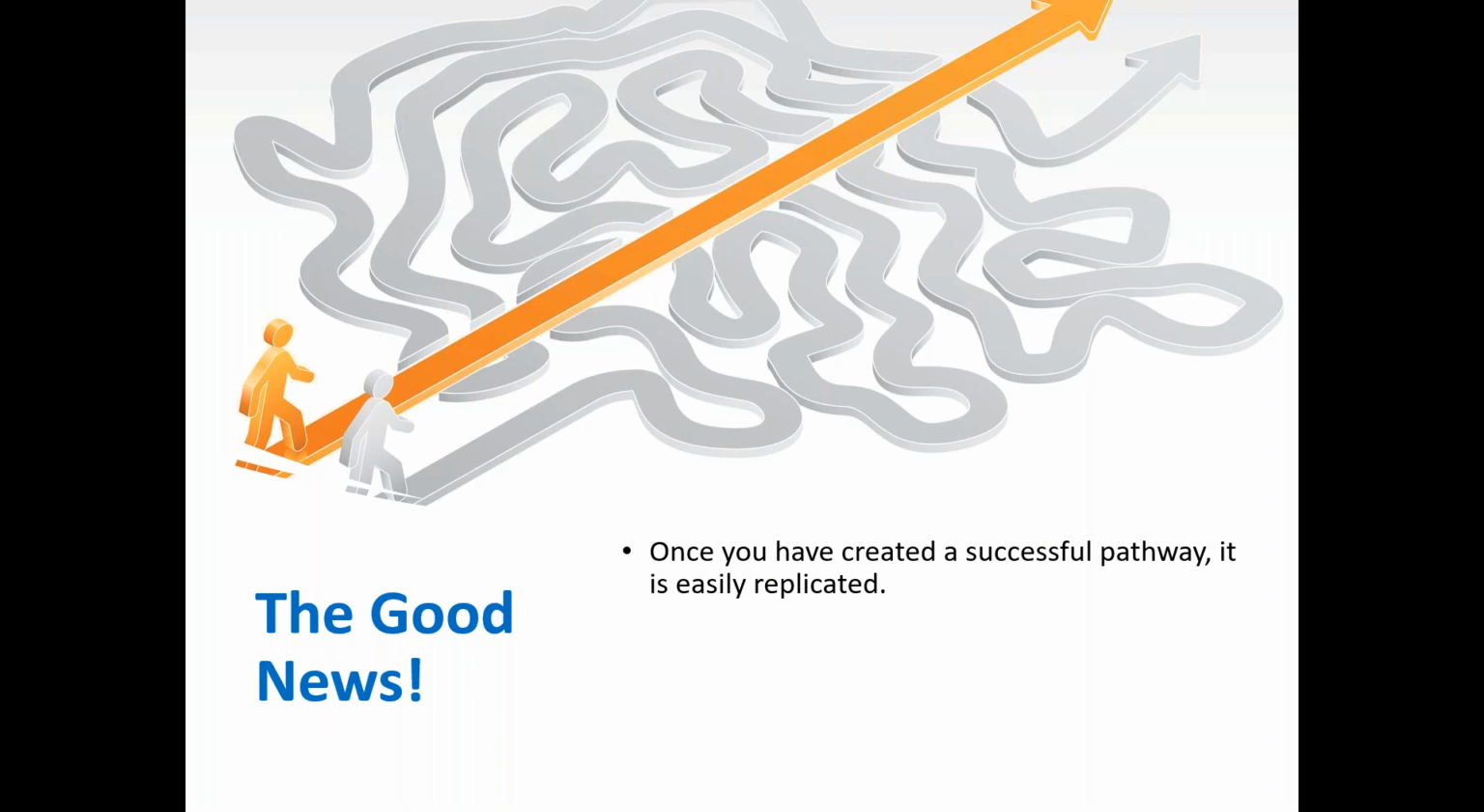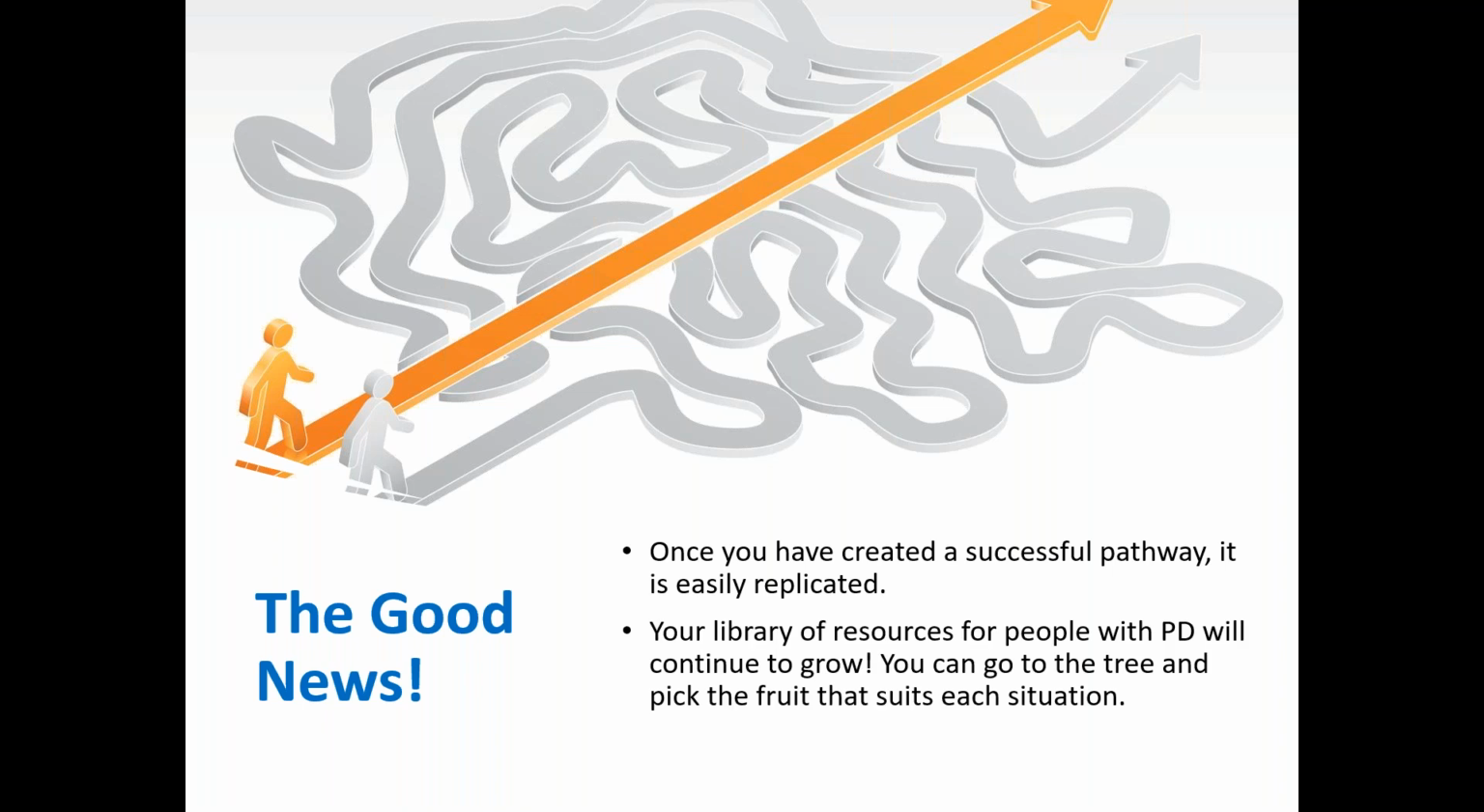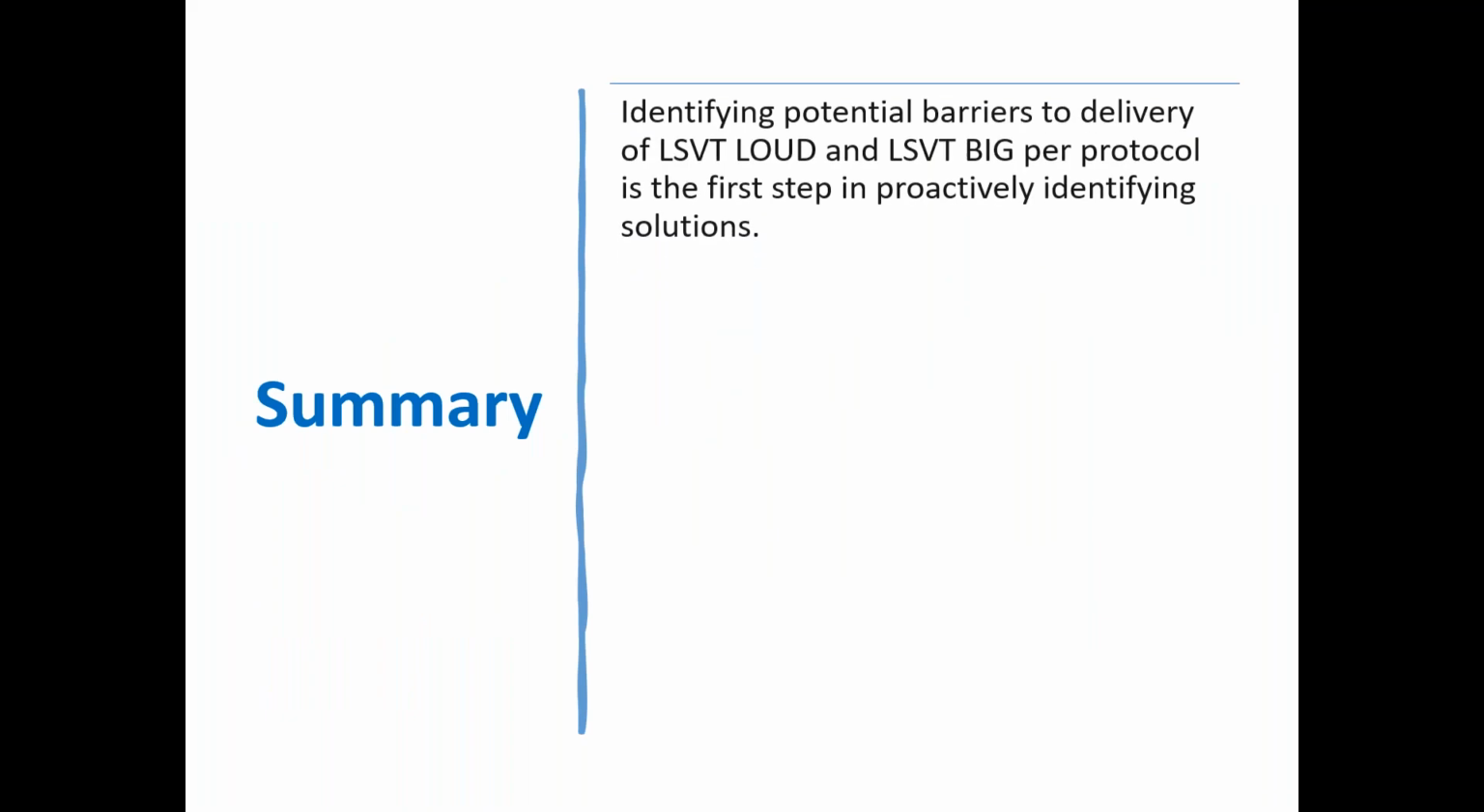So good news for you as therapists is that once you've created a successful pathway and proactively found some solutions, it is easily replicated. Hopefully you've seen that there's a library of resources for people with PD, and your library of resources will continue to grow so that you can go to that proverbial tree and pick the fruit that suits each situation. And because the treatment has known really robust outcomes, your patients return and they tell their friends that, wow, this was an intensive month of therapy, but it really worked. And their friends are going to be able to see that in terms of their voice and movement as well.